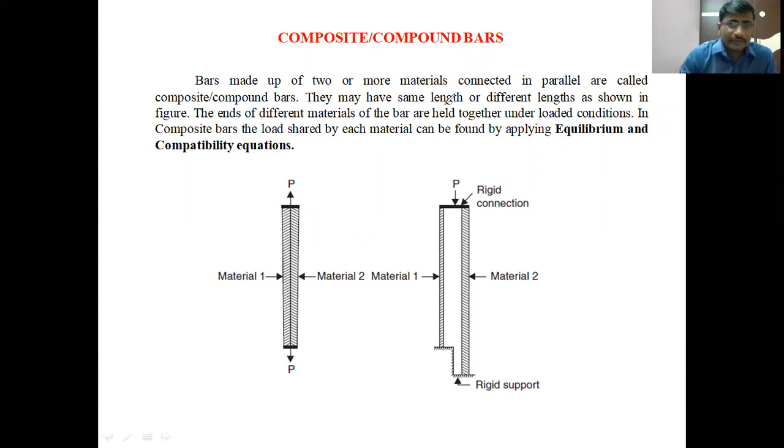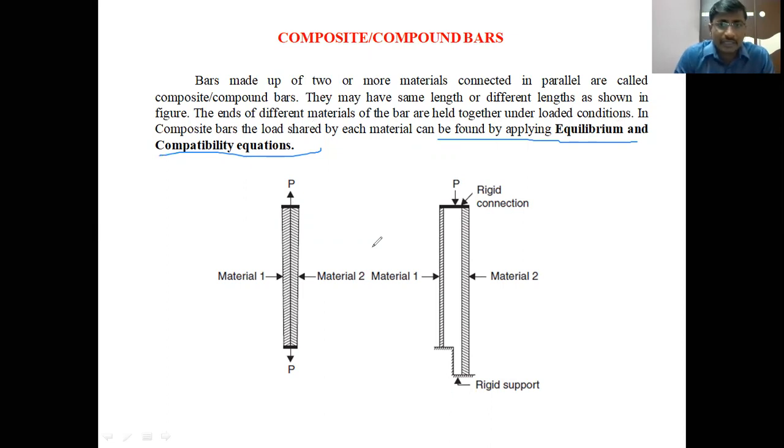The load shared by each material can be found by applying the equilibrium and compatibility equations. Why are we going to use these two equations to solve these types of problems? These systems are statically indeterminate systems. Statically indeterminate systems are those which cannot be solved by equilibrium equations alone. Along with the equilibrium equations, we require a compatibility equation to analyze these problems. What is meant by a compatibility equation in this case?